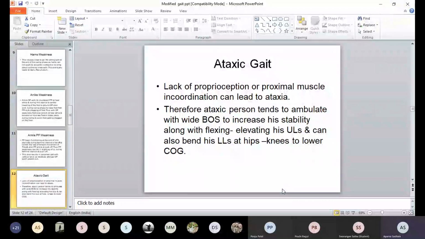Now in ataxic gaits, again we know that there is cerebellar ataxia and there is sensory ataxia. Any idea what is the difference between the two? No one knows. Okay.